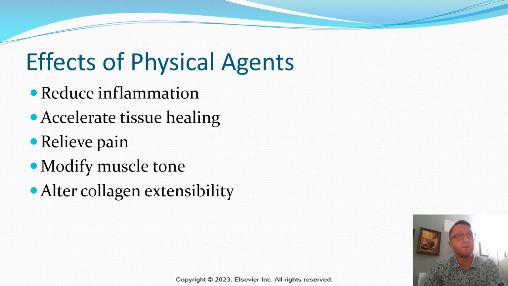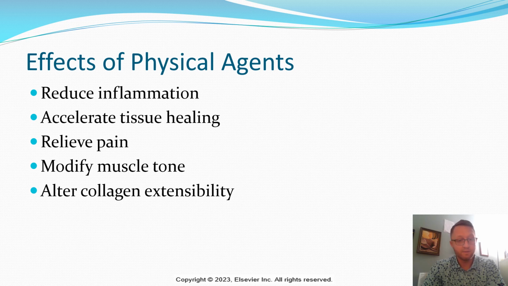So basically what we've seen over the last few slides are these different effects of physical agents. So we have reduction in inflammation, which we're going to see a lot with our cryotherapy applications, as well as some of our ultrasound modalities and some of our e-stim modalities, but we're trying to decrease that inflammation in the areas. We can accelerate tissue healing via that cell membrane permeability. When we increase cell membrane permeability, we get more nutrients to the area. We get all of the different white blood cells to the area that help spark that healing process.